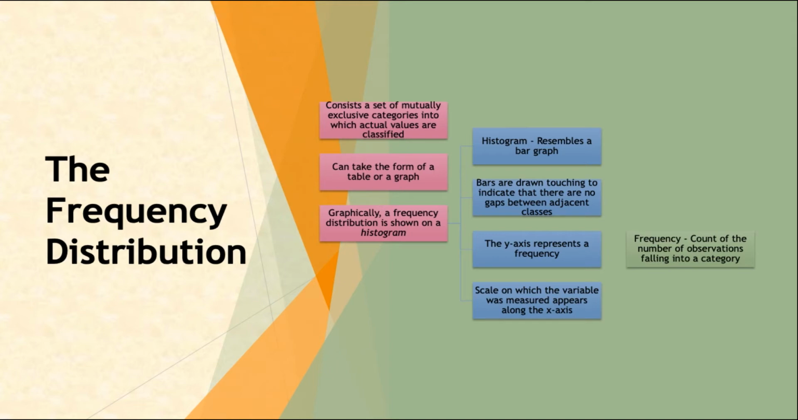So we have some types of graphs that can be used. For example, we have the histogram, which resembles a bar graph. Bars are drawn with no gaps between adjacent classes. The y-axis represents frequency, and the scale on which the variable was measured appears along the x-axis. So a frequency distribution can be shown graphically on a histogram.